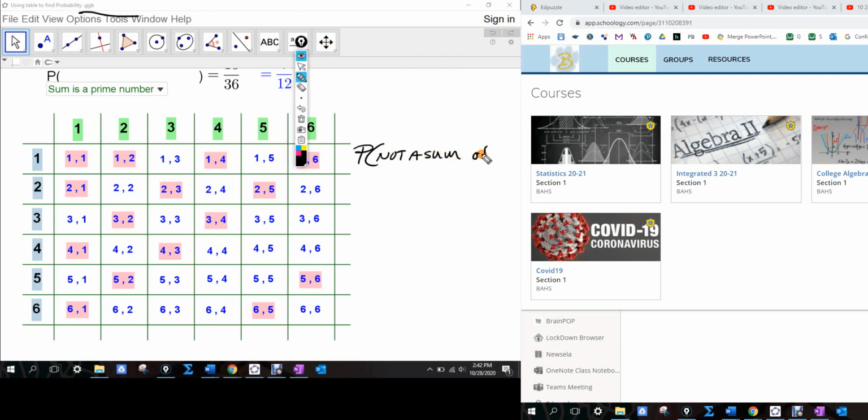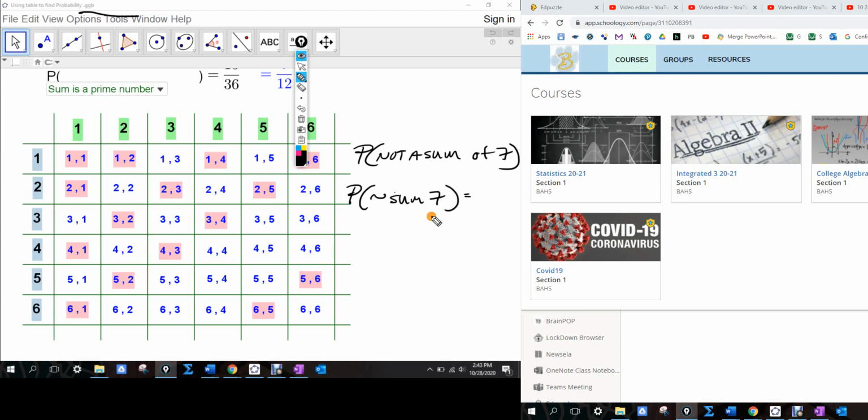Not a sum of 7. And that's kind of nasty to write. So a lot of times what they'll do is they'll use this little tilde, that means not, in set notation. And then they'll say, like, sum 7 or something like that. So if I did that, wouldn't it be easier? It is 5 out of 6, okay?